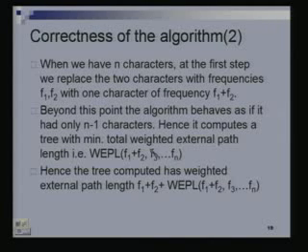Right? So this is what our algorithm has computed. This is the weighted external path length computed by Huffman's algorithm. Okay. Now we have to argue that this is the minimum possible. It cannot be less than this. Okay?